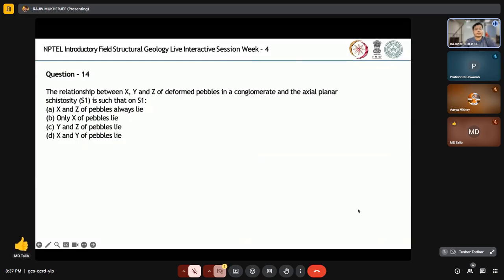Okay, moving on to the next question. The relationship between X, Y, and Z of deformed pebbles in a conglomerate and the axial planar cleavage is such that on S1, that is the axial planar cleavage, option A, X and Z of the pebbles always lie. Option B, only X of the pebbles lie. Option C, X, Y, and Z of the pebbles lie. And option D, X and Y of the pebbles lie.